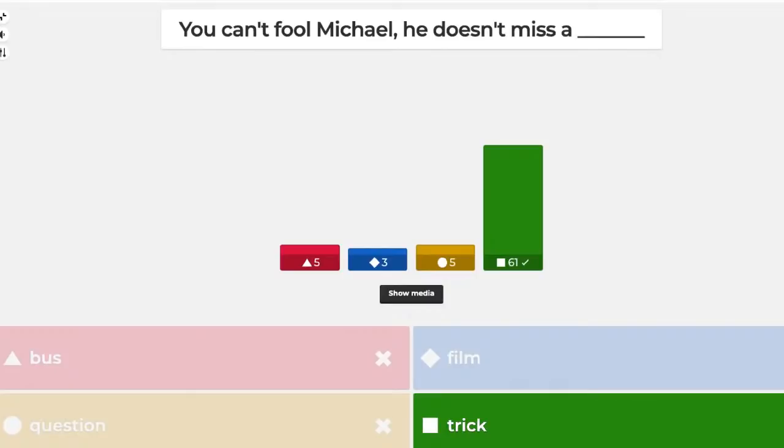Love it. So he doesn't miss a trick, meaning he knows everything that's happening. He's very clever and intelligent because he knows everything that's going on. You can't fool him or deceive him. Well done, all of you.